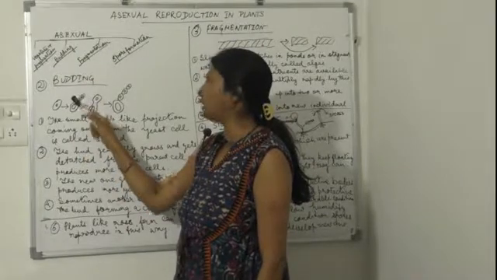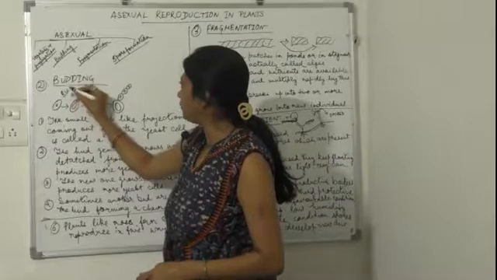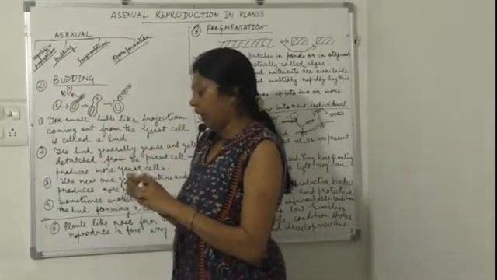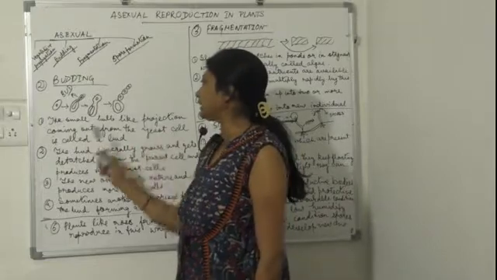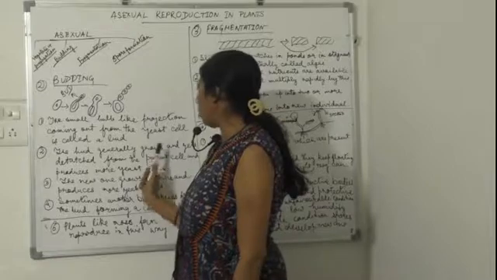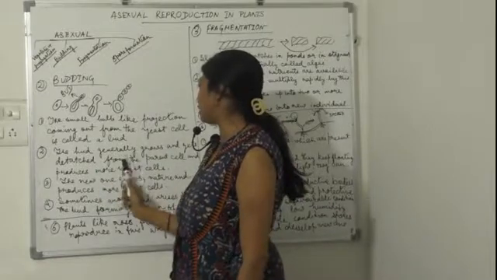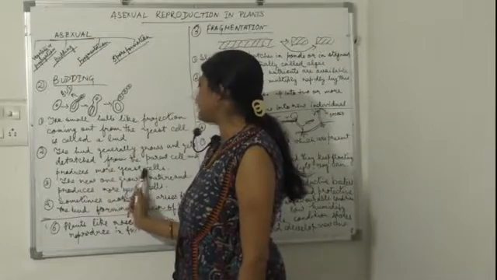This portion is called bud. The small bulb-like projection coming out from the yeast cell is called a bud. The bud generally grows and gets detached from the parent cell and produces more yeast cells.